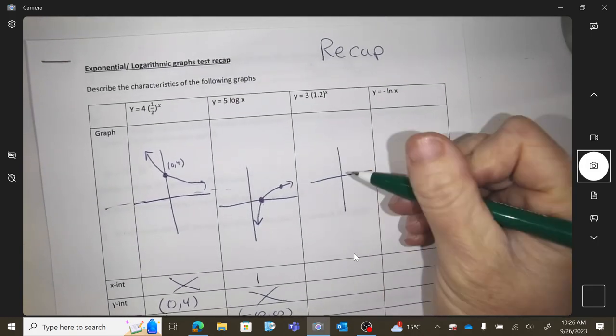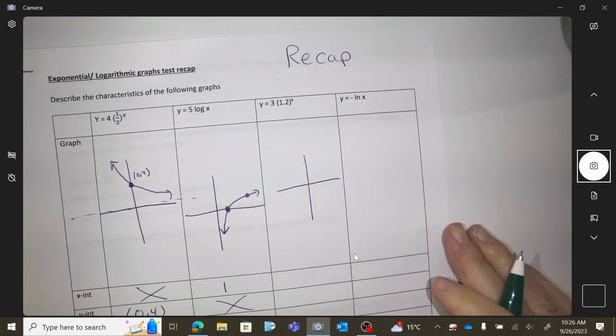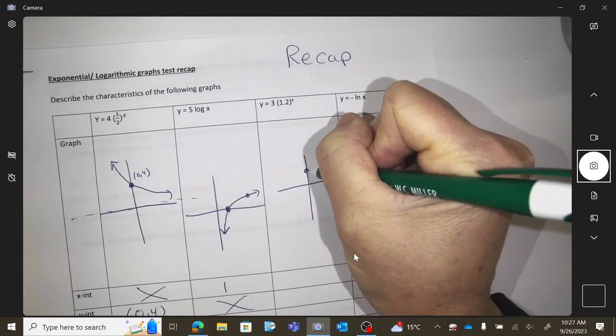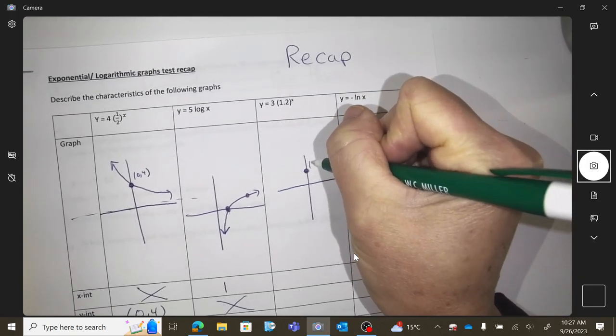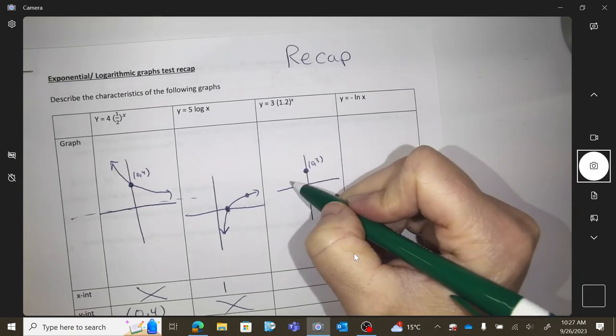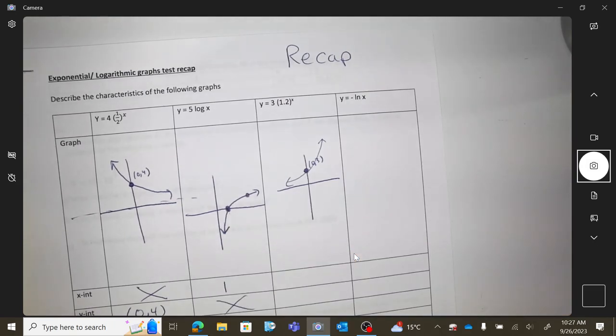Okay, the next one is exponential. So you should have a y-intercept. And what is that y-intercept? 3, and should I grow or decrease? We should grow because the 1.2 means I'm increasing by 20%. That's what it would be.